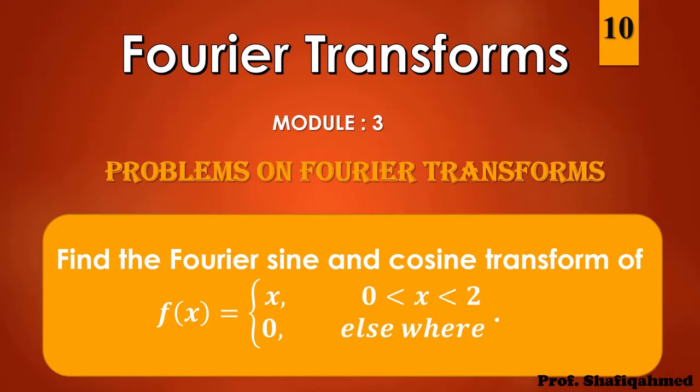The problem is: find the Fourier sine and cosine transform of f of x is equal to x for x greater than 0 less than 2, and 0 elsewhere. The solution of this problem we'll see now.